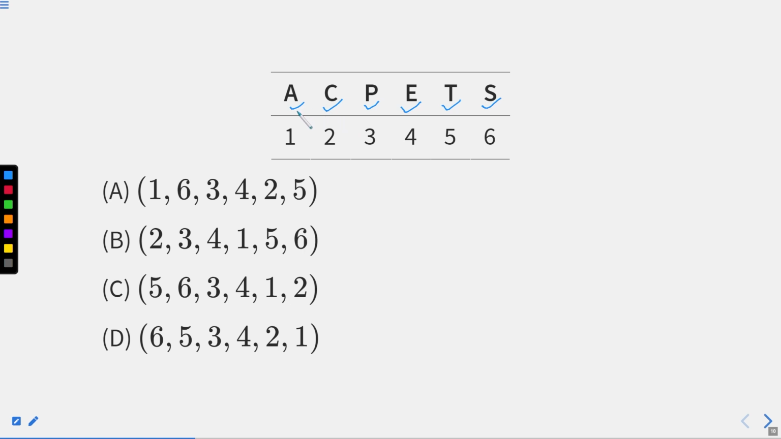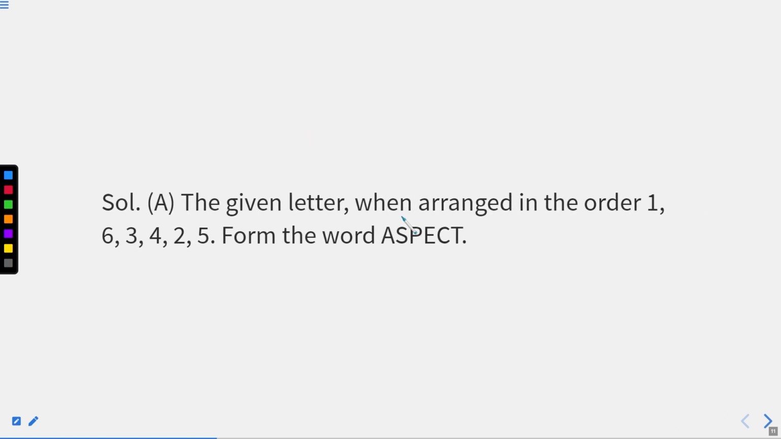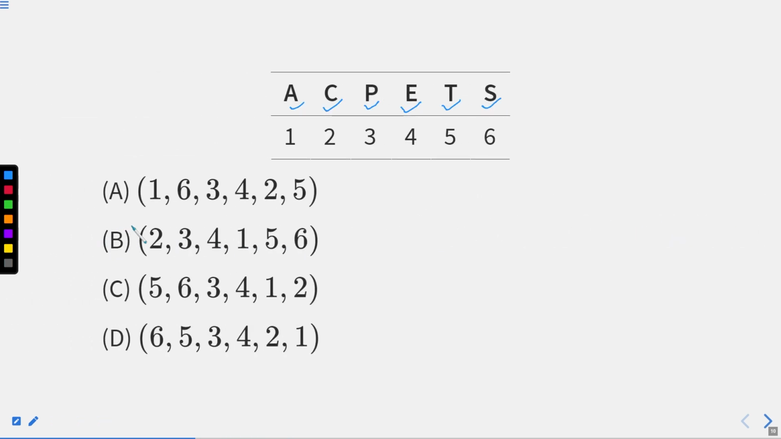So here the word that will appear is aspect. The word will appear as aspect. We know for the letter A, we have the numerical value 1. For letter S, we have numerical value 6. For letter P, we have numerical value 3. For letter E, we have numerical value 3. And so on. For letter T, we have numerical value 5. So our answer will be 163425. That is 163425, option A. I hope this question is clear.